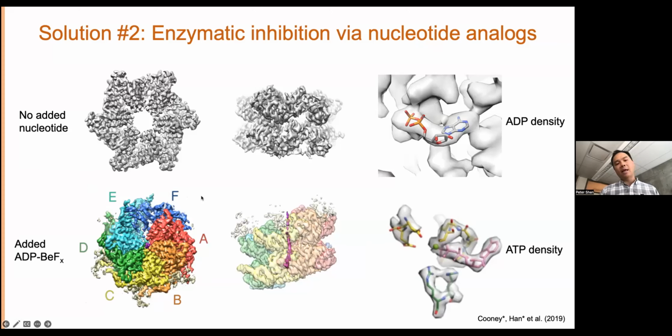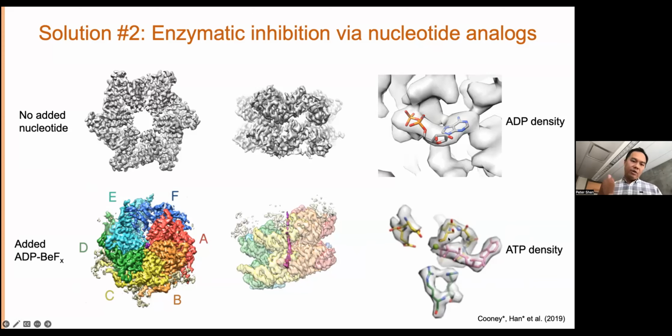And so any complex that was in the act of doing work at the time would essentially be trapped in that state. And that's exactly how it turned out for this particular complex, where we were able to resolve a 3.7 angstrom structure of this protein unfoldase in the act of unfolding some substrate that was within the yeast cells at the time. And we were at high enough resolution that we can model in an ATP-like density. There's ADP beryllium fluoride, but it's ATP-like in our final reconstruction.